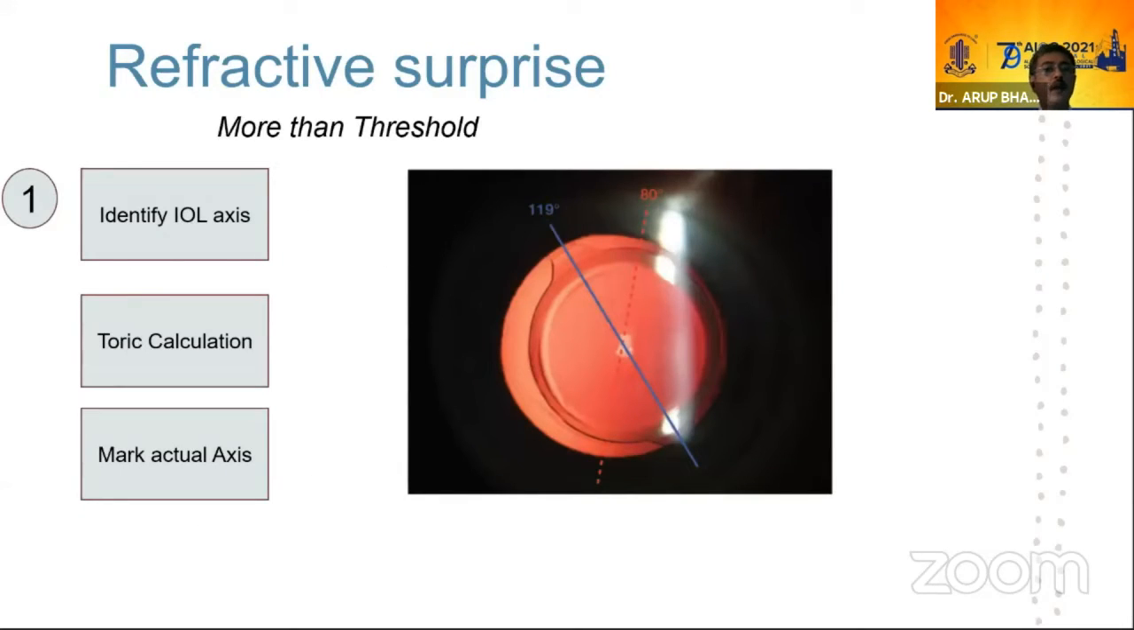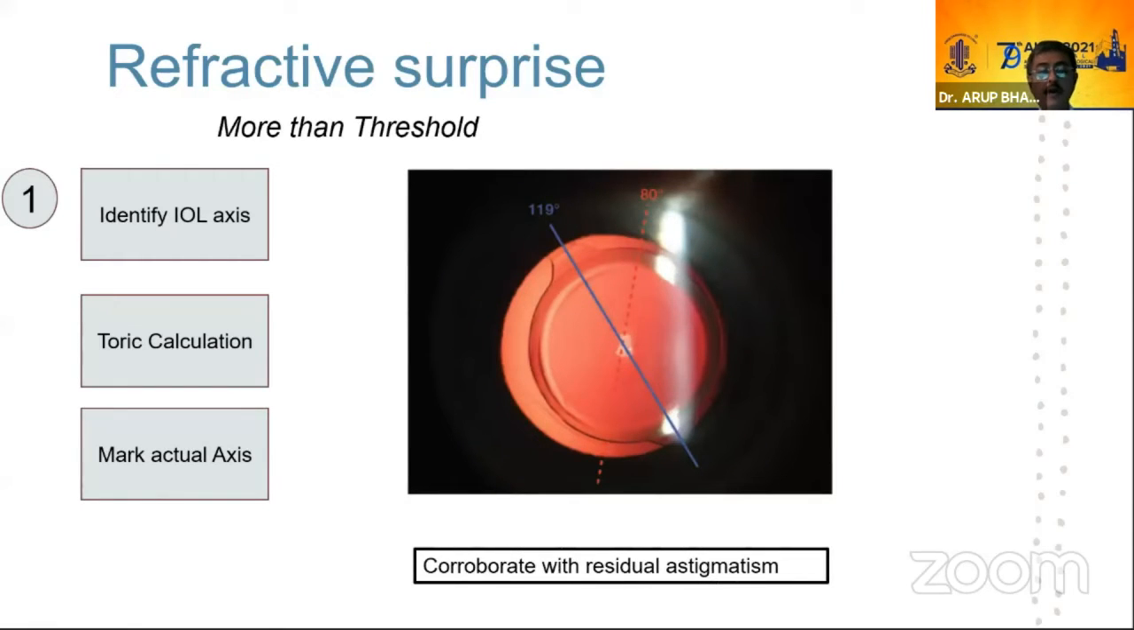So if you have a refractive surface, you have to identify the axis. You see the toric calculation. You mark the actual axis, and you calibrate the residual astigmatism and identify the IOL axis from the mark of the actual axis where the lens should be. If you can calculate and assume that it is okay, then you can decide whether you go for rotation or not.